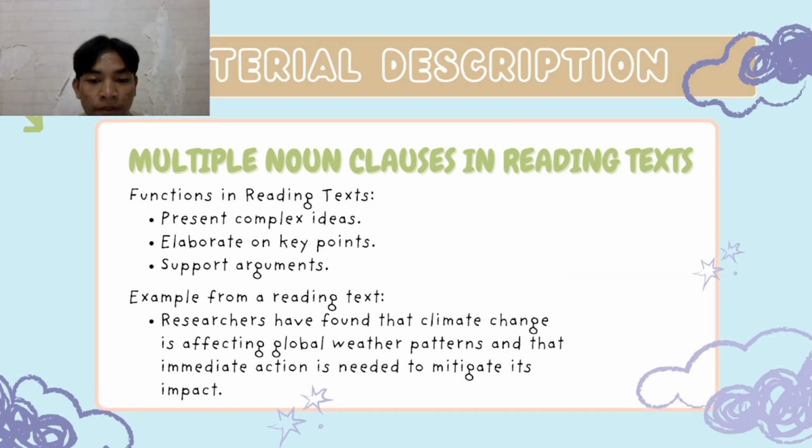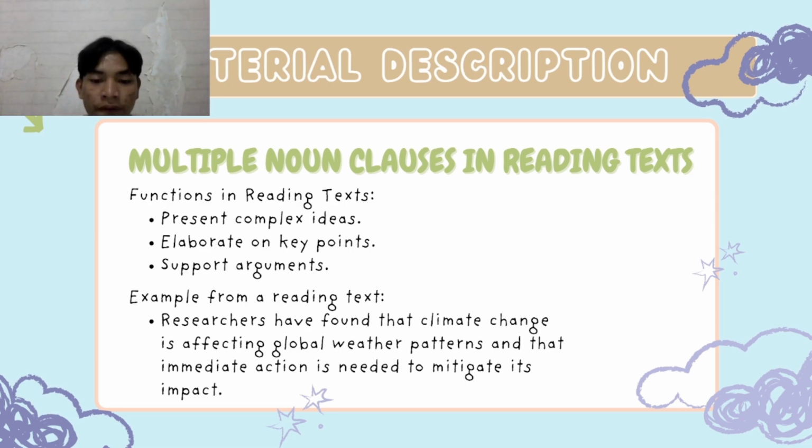Okay. Multiple noun clauses in reading text. In reading text, multiple noun clauses are used to present complex ideas, elaborate on key points, and support arguments. For example: Researchers have found that climate change is affecting global weather patterns and that immediate action is needed to mitigate its impact. In this sentence we have two noun clauses because the main verb "have found" requires a direct object, something that tells us what the researchers have found.